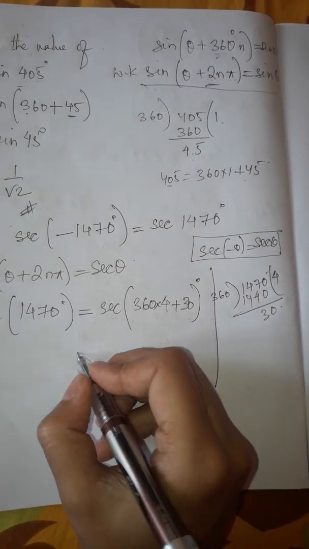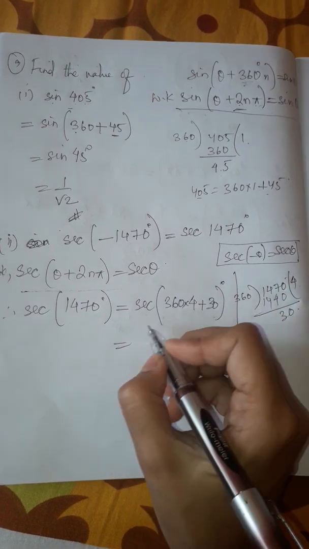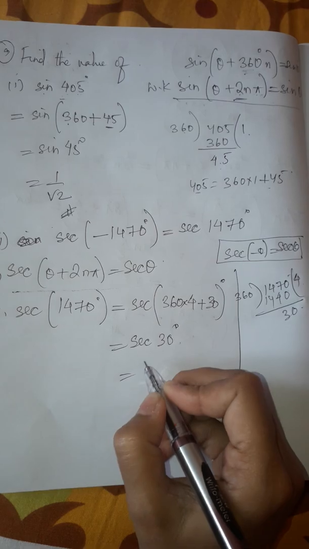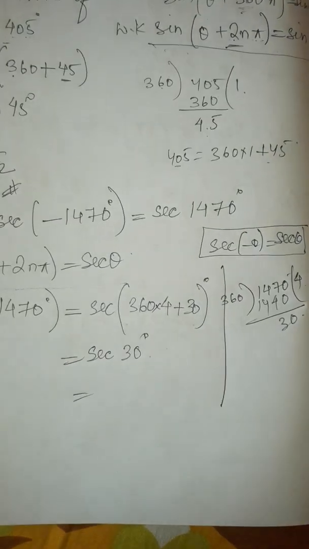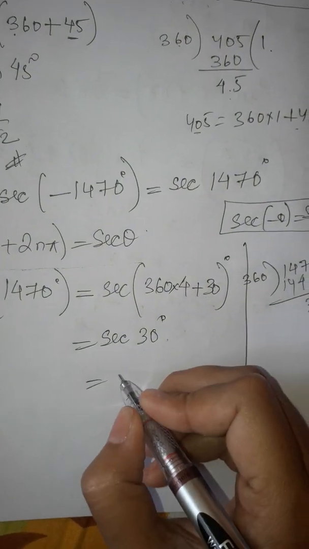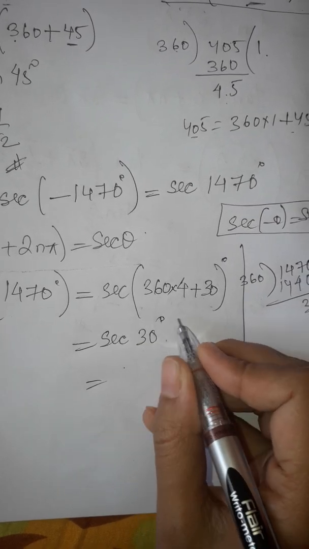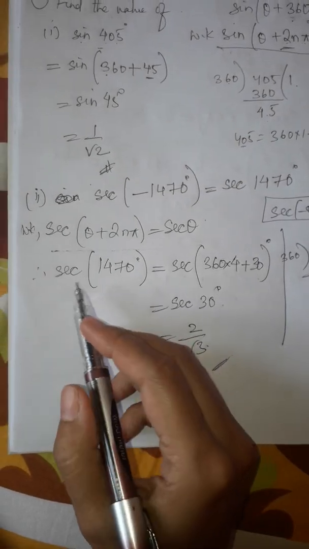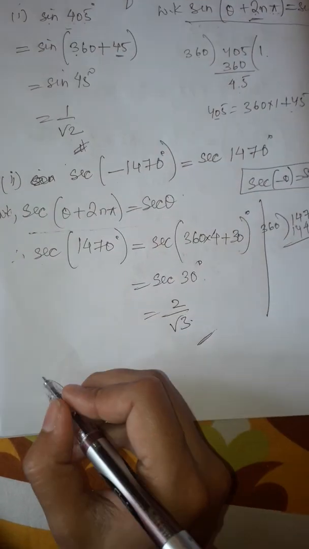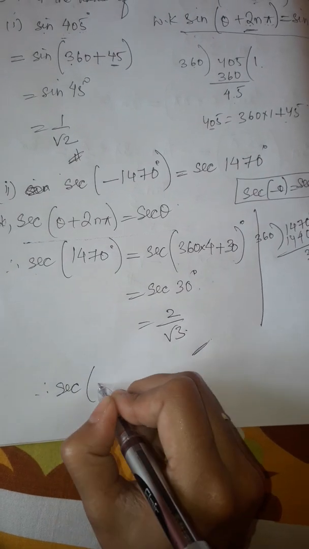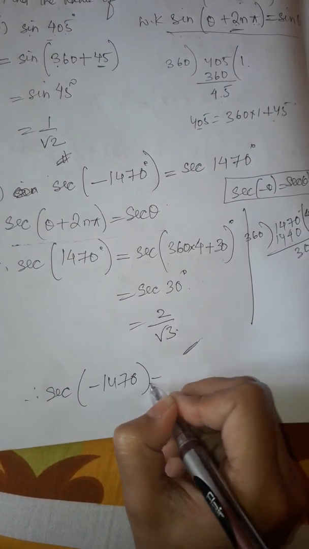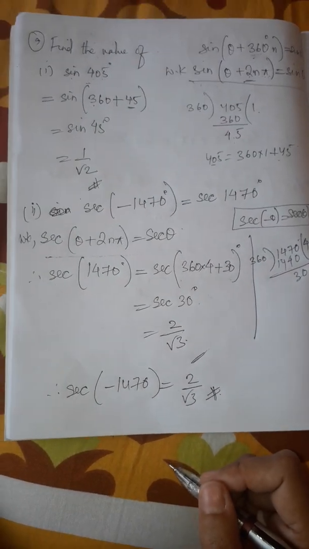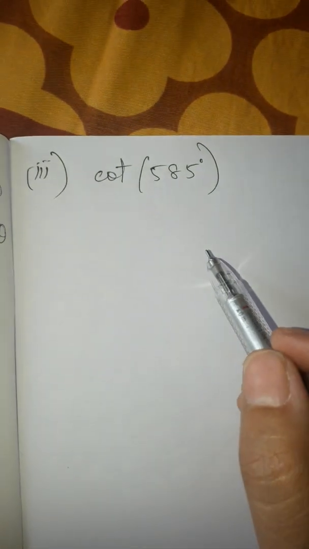This is in degrees. So using the same rule, sec of 30. Cos 30 is root 3 by 2, so sec 30 is 2 by root 3. Therefore sec of minus 1470 is equal to 2 by root 3. So this is how we do it. Let us take another question.